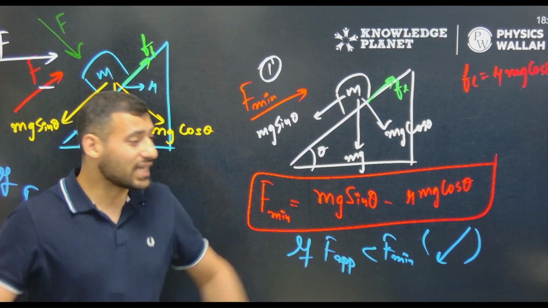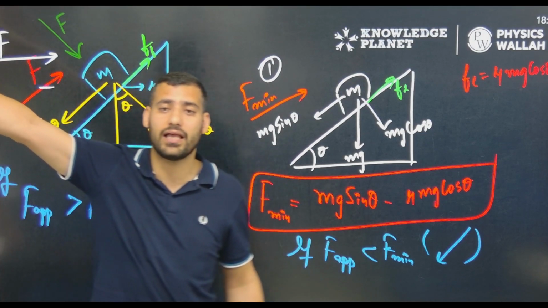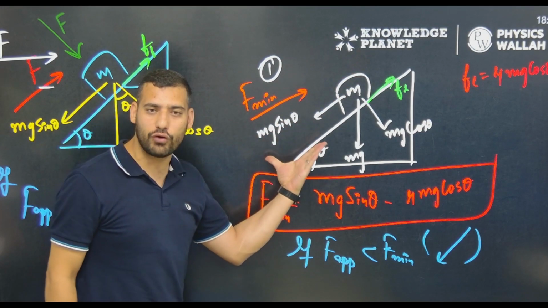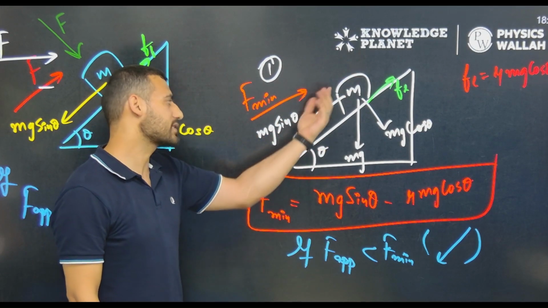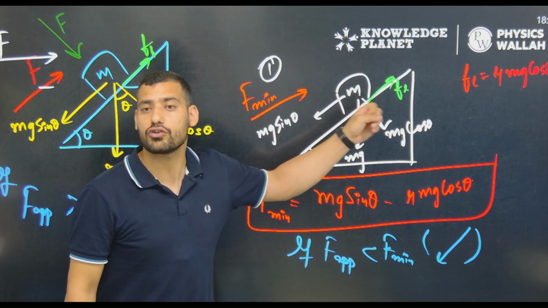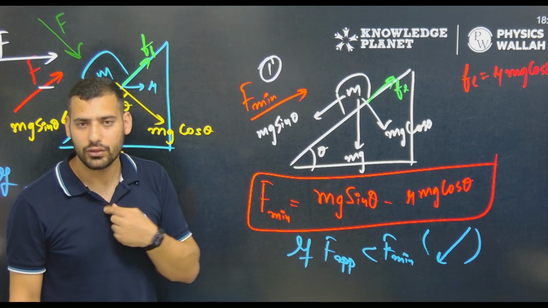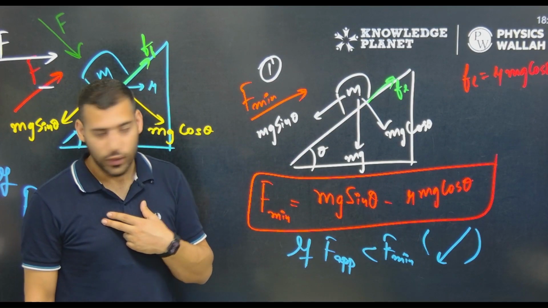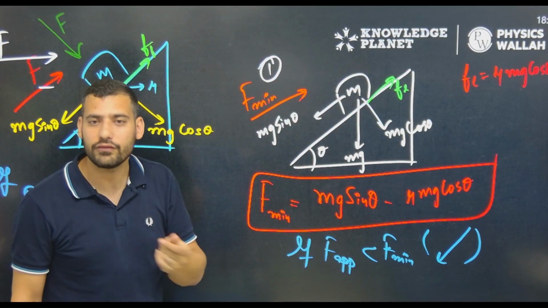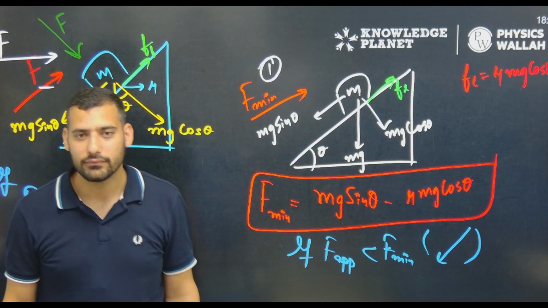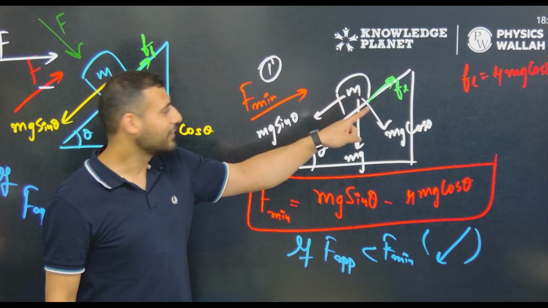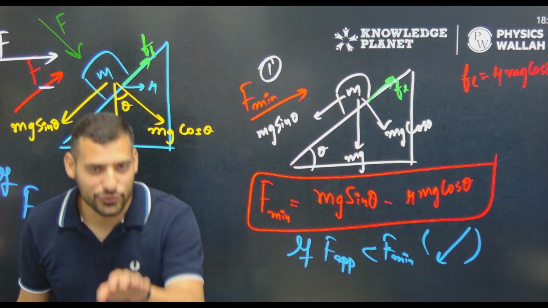Why? Because understand, friction is the last help. This block actually wanted to come down because of mg. For example, 10 newtons of force. Now the force of friction was only 8. What was the requirement? 2 newtons. Right? So you are applying 2 newtons from outside and this block is at rest. Right? Now what if you are applying 3 newtons?